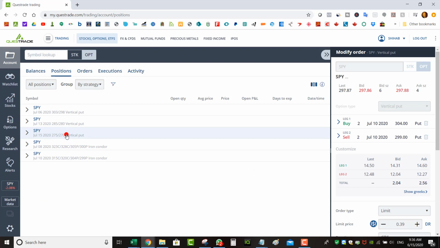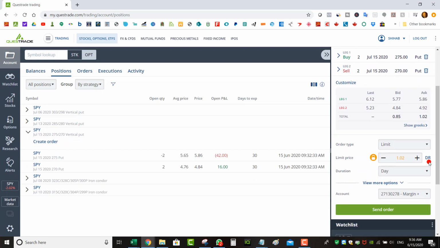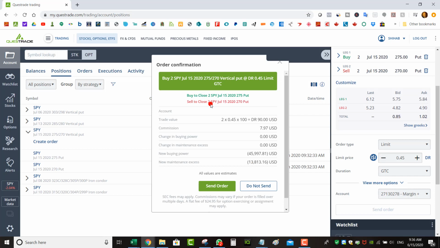All right, so right now I'm putting my good till cancel limit order on the put spread that I opened today for 89 cents. I'm going to try to close it for 45 cents, so almost 50%. So buy to close, sell to close. I'm just putting the order so that it closes automatically. I don't have to watch it.